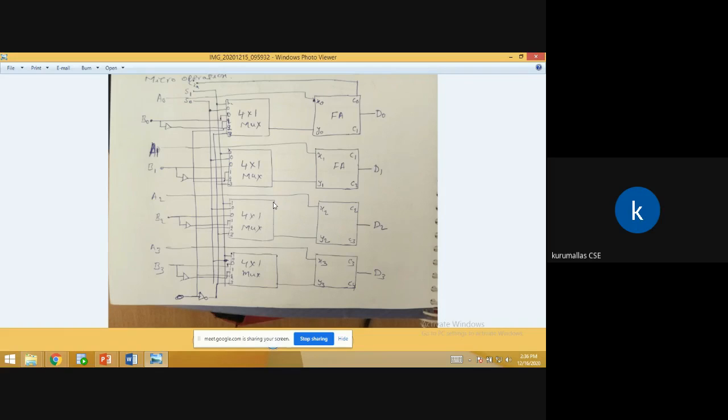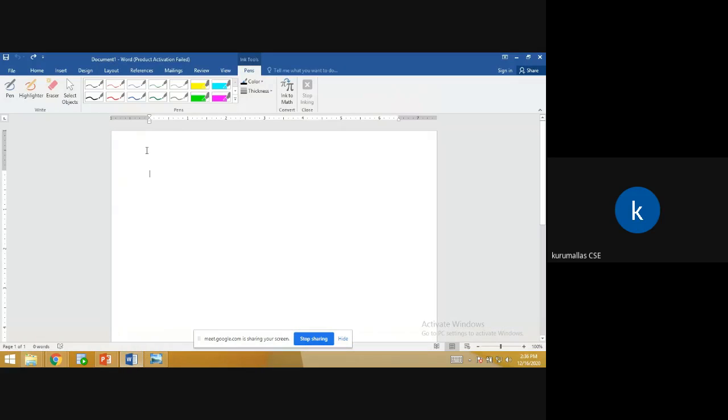Each multiplexer has 4 bits. If you take 4 bits inputs, what are the inputs? 0, 1, 2, 3, 4 inputs are there. The 0 input receives data from which register? Register b. This one is the complement. It receives the data from the complement of b.